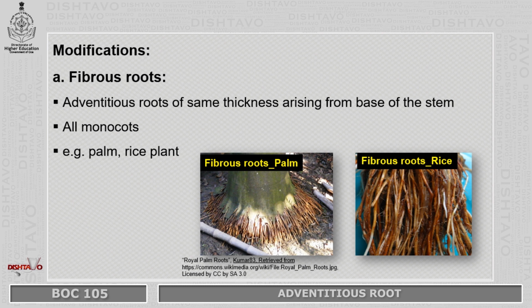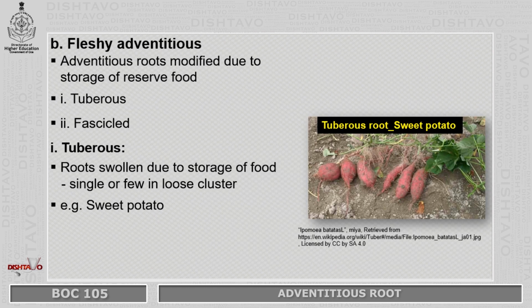Take for example the coconut tree. In the coconut tree, as well as in the supari tree, at the base there will be numerous thin roots which are of the same thickness, and they are called fibrous roots. In the same way, in the rice plant, you will find numerous thin roots. They are thread like, but also of more or less the same thickness. They may be thinner than in palm, but they are also considered fibrous roots. So these are the two examples, palms and rice plants. But remember, all monocots will produce a fibrous root system.